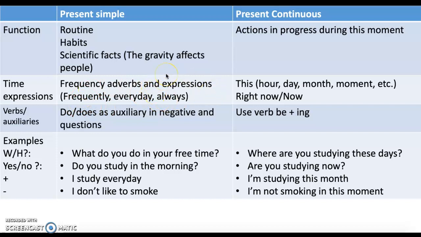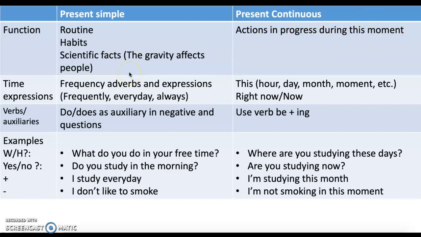But what happens with present continuous? Present continuous is a little bit easier because we use it for actions in progress during this specific moment of the present. For example, we say this hour, we say right now. We can also say now, this day, this month, this year, this moment, this week. So actions that refer to this moment all the time.